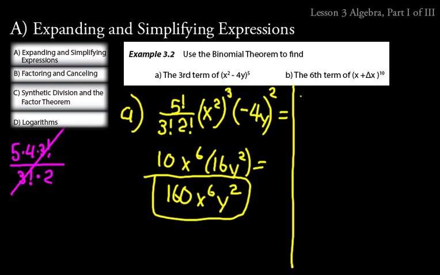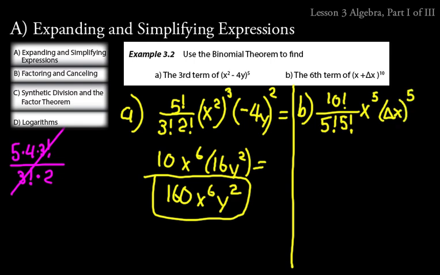B, find the 6th term of that binomial, x plus delta x to the 10th. If we expanded that out, what would the 6th term be? So here we're going to say 10 factorial over 10 minus 6 is 4 plus 1 is 5 factorial over 6 minus 1 is 5 factorial again. And then the first term is x to the 5th, parentheses, I'll say delta x to the 5th also.